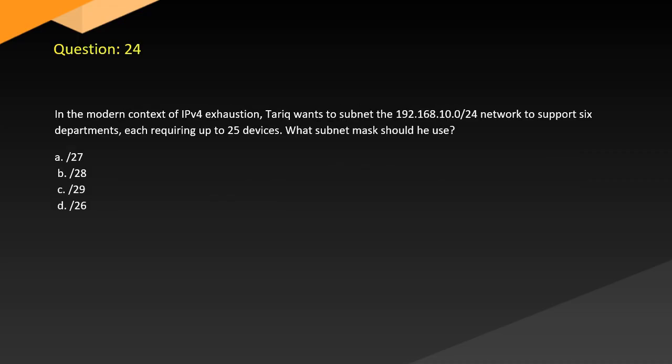Question 24. In a modern context of IP exhaustion, Tarek wants to subnet the 192.168.100.0 network to support 6 departments, each requiring up to 25 devices. What subnet mask should he use? A. /27. B. /28. C. /29. D. /26.